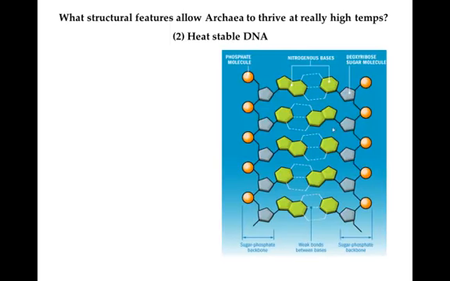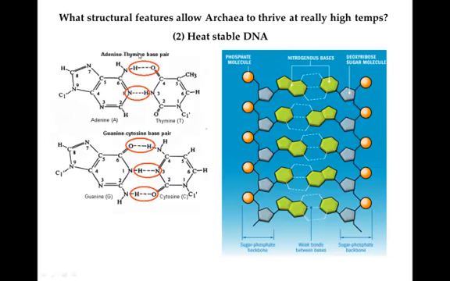Here's your generalized schematic of DNA. So just to reorient you here, you have your phosphate sugar backbone and your nitrogenous bases that form the rungs of the DNA ladder. You'll remember from general biology that adenine pairs with thymine, and it does so with 2 hydrogen bonds, and that guanine pairs with cytosine with 3 hydrogen bonds.